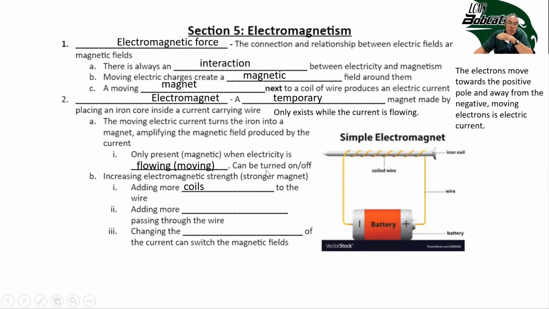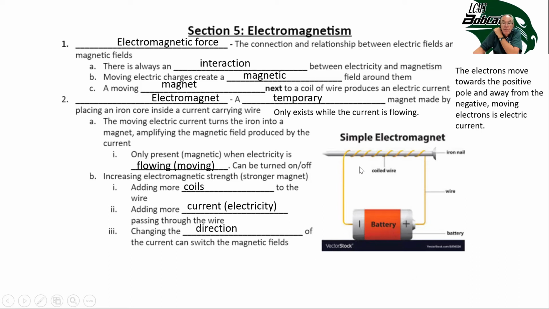And then since it's created by the electricity, adding more current or electricity also makes it stronger. So the magnetic field around each one of the coils would be stronger depending on how much electricity is running through there. Changing the direction of the current will switch the magnetic fields.